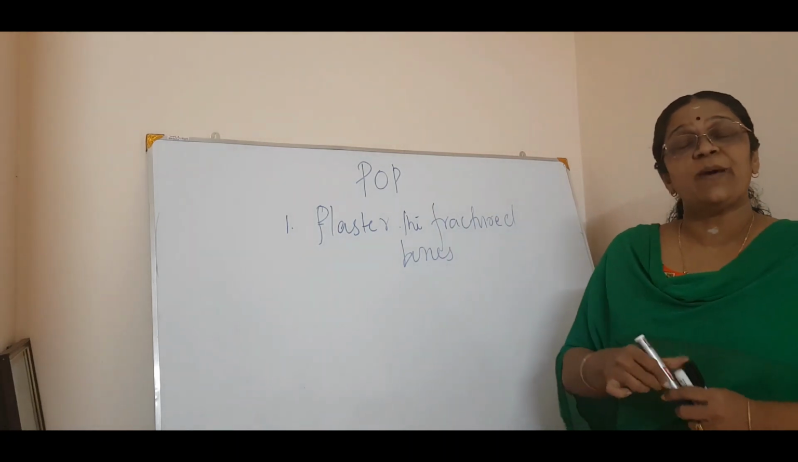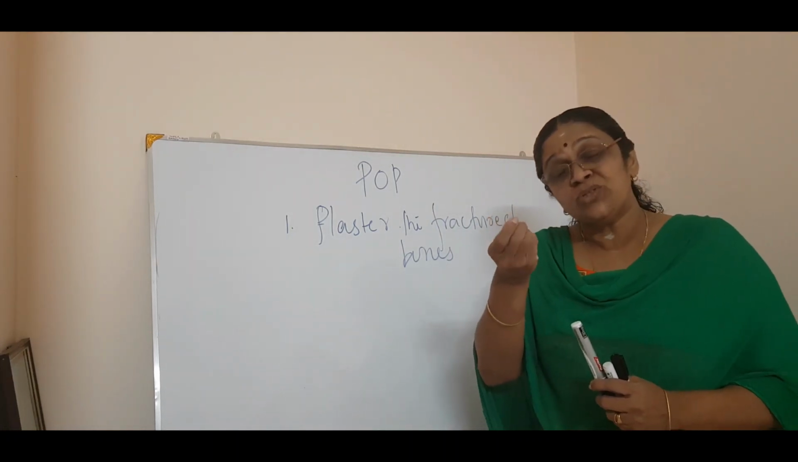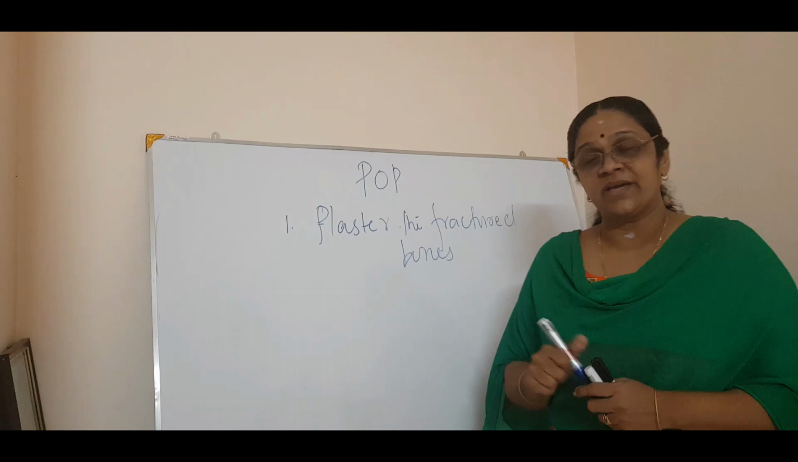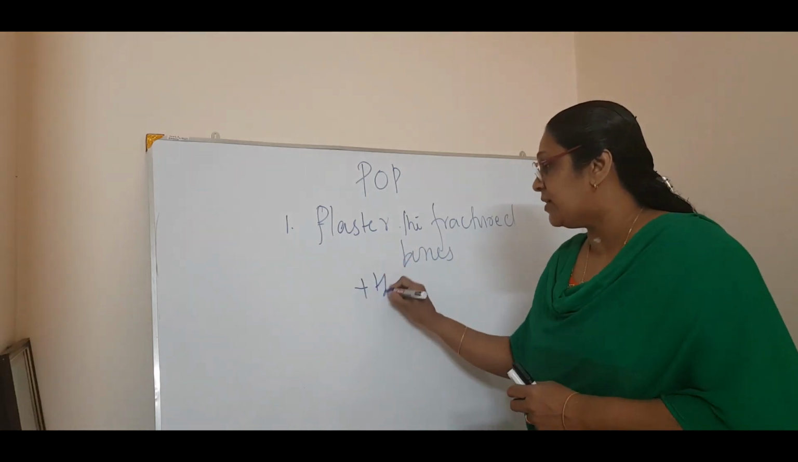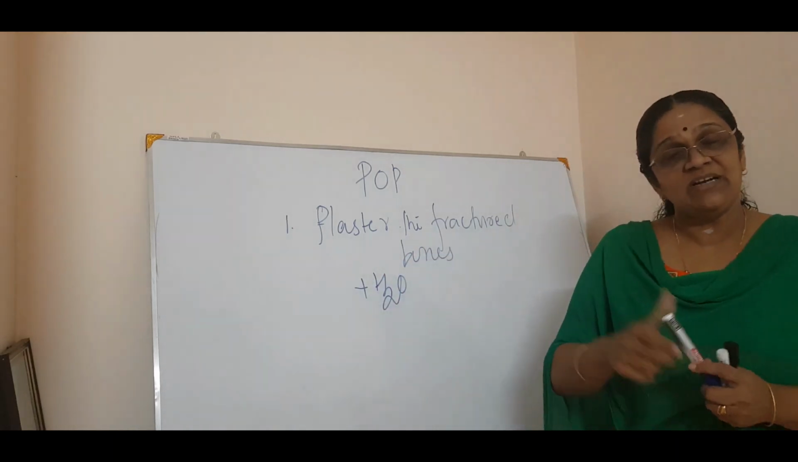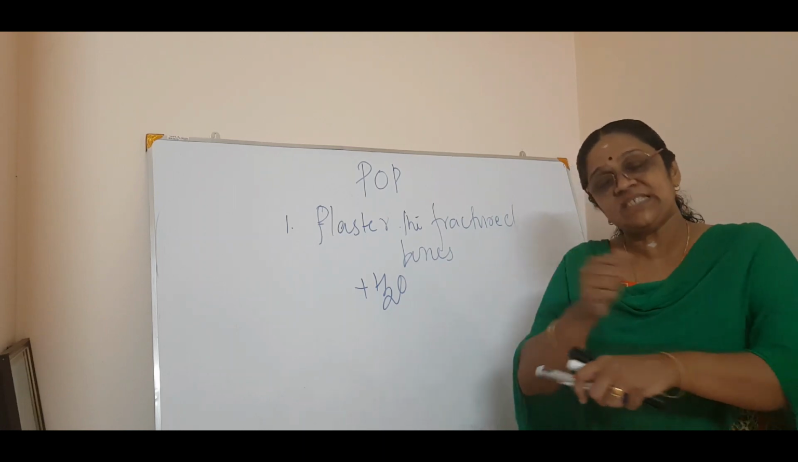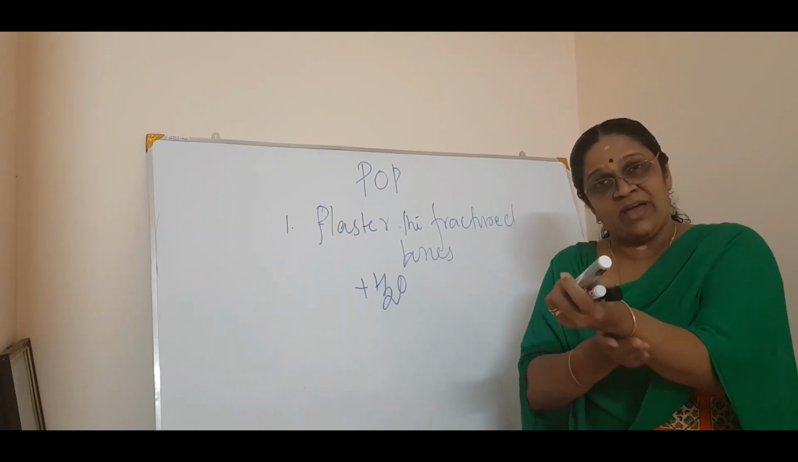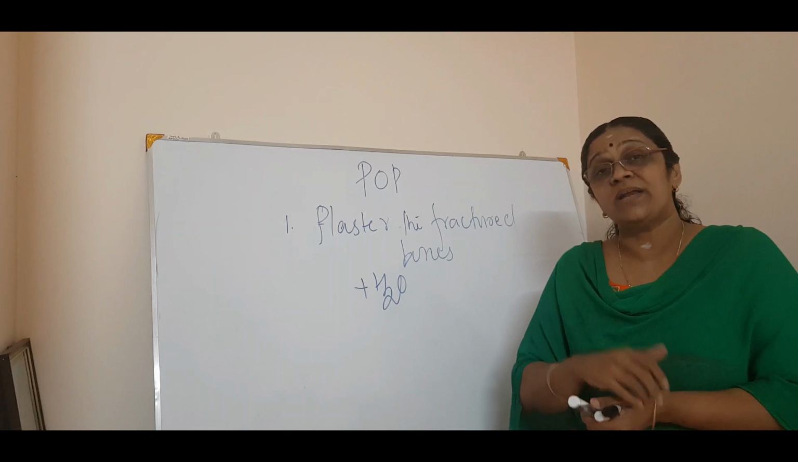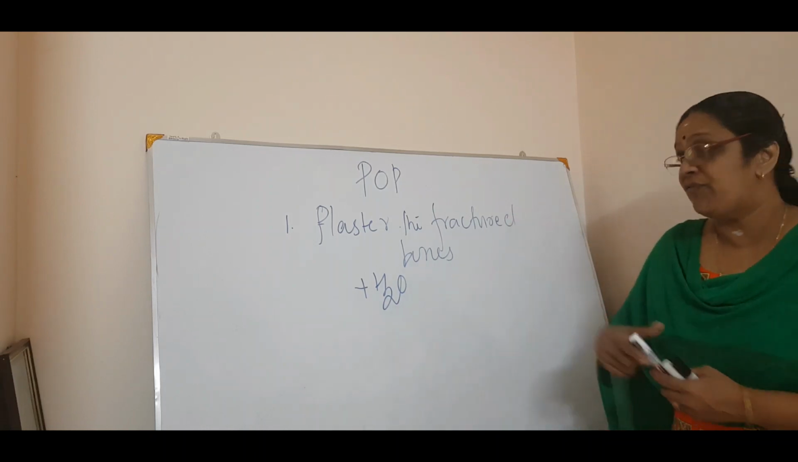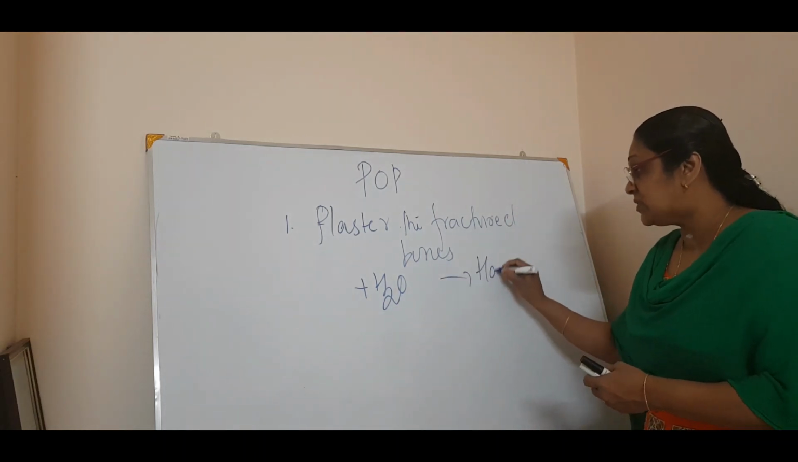Plaster of Paris is a very smooth white solid mass. This is treated with water. The doctors take the plaster of Paris, mix it with water, and apply it wherever you have the fracture. Now what happens? Within seconds it forms a hard solid mass.